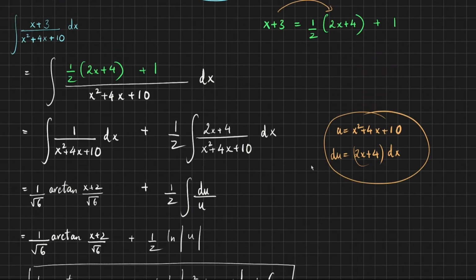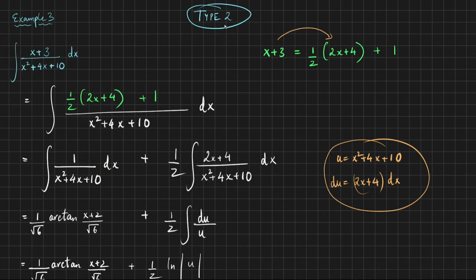Well, the main thing in this one was to reduce the type 2 integral to a type 1 integral. Basically, we broke down a complicated problem into two simpler problems that we already know. Namely, we broke down a type 2 integral into a type 1 integral and an integration by substitution.